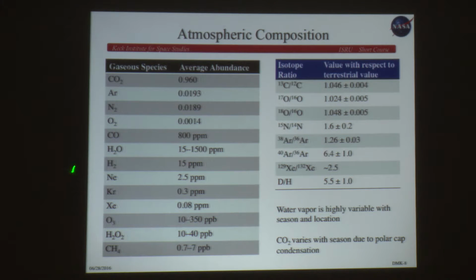A couple that are worth noting: first of all, this is the nominal amount of CO2. Because you're freezing out so much of the atmosphere on the poles, there's actually significant variation in that number over the annual cycle. The second one is water. Water is incredibly variable on Mars. You can see here that it's varying by 2 orders of magnitude.